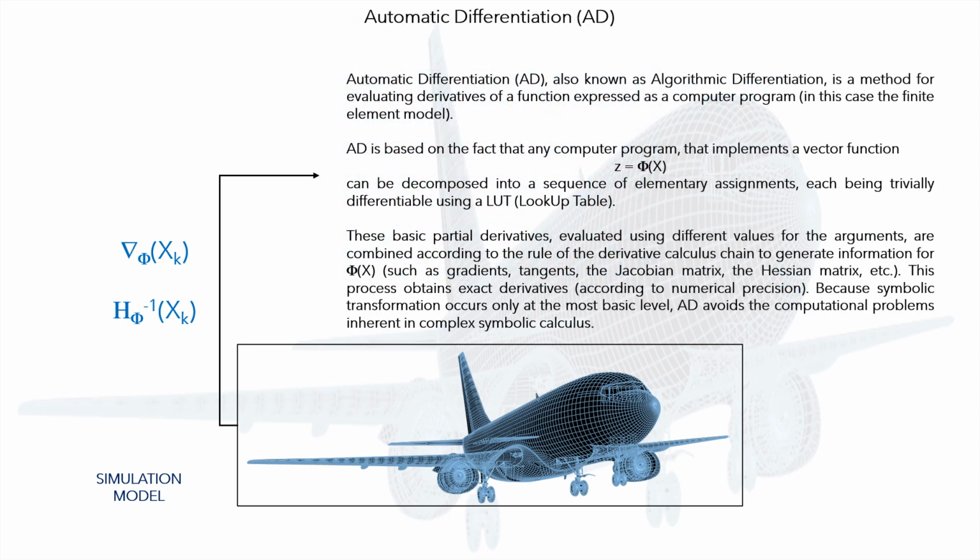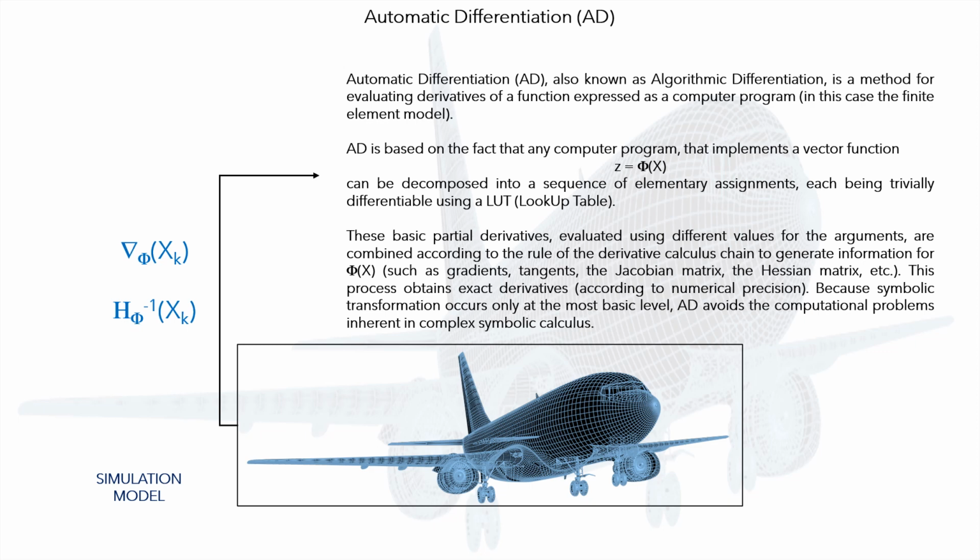Automatic differentiation, AD, also known as algorithmic differentiation, is a method for evaluating derivatives of a function expressed as a computer program, in this case the simulation model. AD is based on the fact that any computer program that implements a vector function z equals phi of x can be decomposed into a sequence of elementary assignments, each being trivially differentiable using a LUT lookup table.